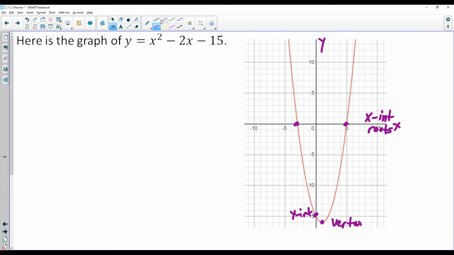And then keep in mind, we also had an axis of symmetry, right? So like right about, if I can get it here, we had what we called the axis of symmetry.